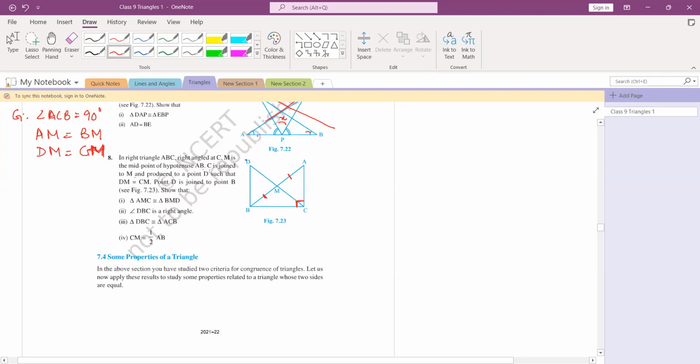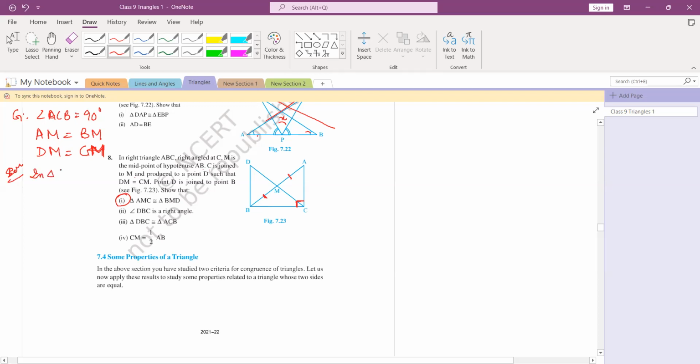Okay, so we have joined this point D to point B. But we don't know that this angle is 90 degrees. In the second case we have to show that this angle is also 90. So far we don't know. Okay, let's do it. So first thing, what we have to show, write this: triangle AMC is congruent to triangle BMD. So we will start from here only. Prove, solution. So take these two triangles.